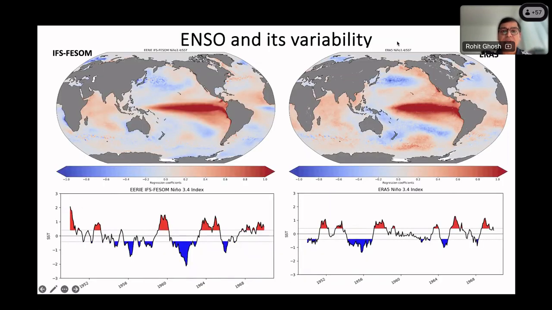And then ENSO and its variability. If we look into ENSO and its variability, at first look you might be confused which one is observation and which one is model. They're very similar in their patterns. So the variability associated with ENSO over the globe is quite well simulated with its global footprint, and the ENSO variability is also coming out very good.